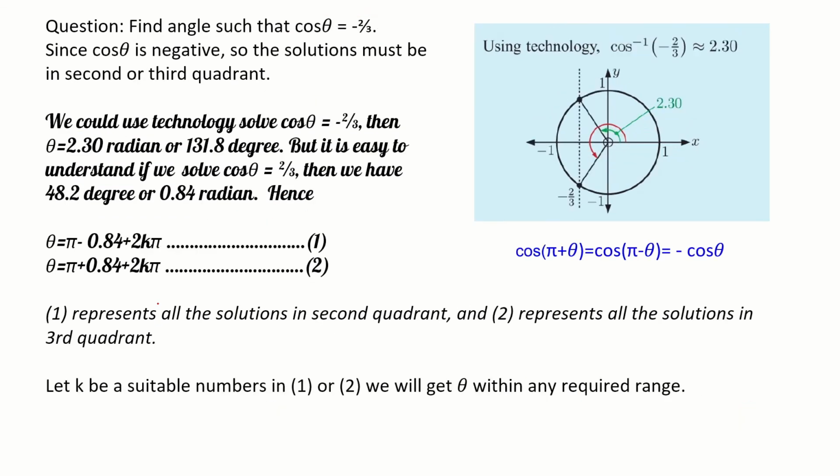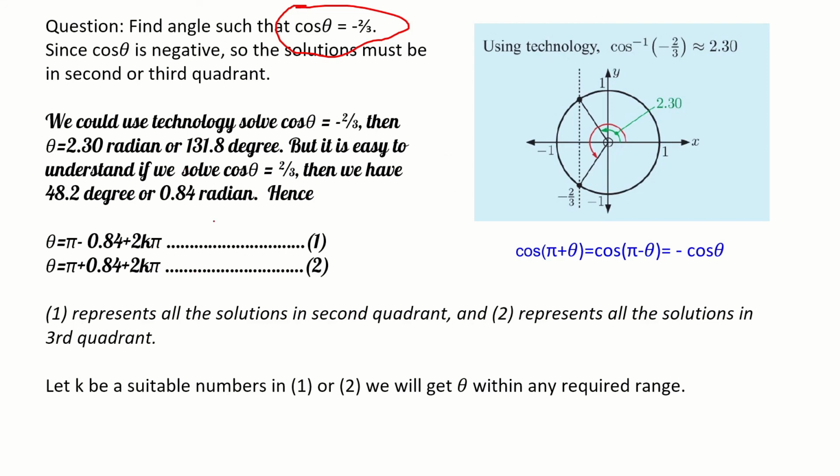Now, there is one final question we'll go over today. Find angle of theta such that cosine theta is equal to negative 2 divided by 3. This is a repeat of the last negative sine question, simply using cosines.